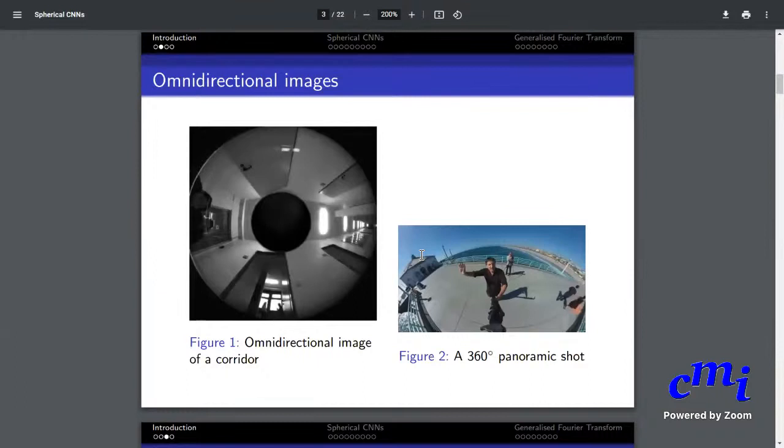This is just an example of an omnidirectional image. The left image, Figure 1, was basically taken from a 360-degree camera. It's essentially a CCTV camera. And the second image is a 360-degree panoramic shot. So this is just an example to show what kind of images we are talking about here.